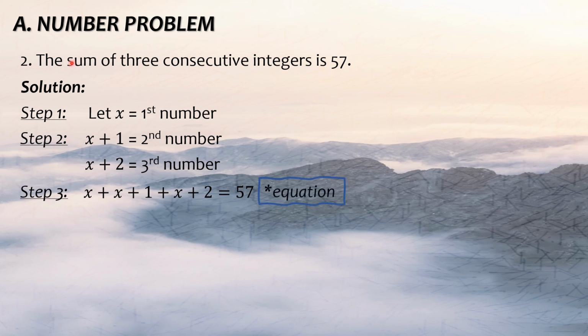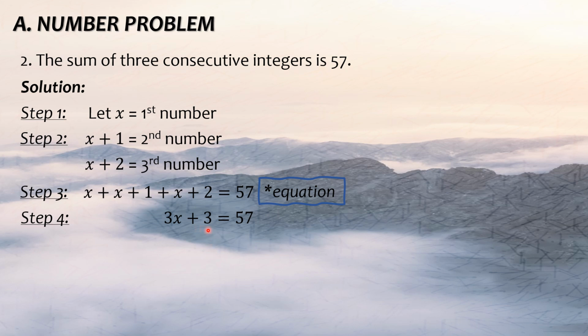Step 3, let's have the equation. So, sabi dyan, the sum. Ibig sabihin, i-add lang natin yung tatlong expression para sa tatlong numbers equals sa 57, kaya naging x plus 1 plus x plus 2 equals 57. Step 4 is to solve. So, i-combine natin yung like terms, x plus x, kaya naging 3x, and 1 plus 2 is 3, and then bring down equals 57.